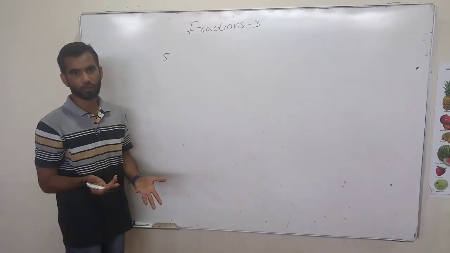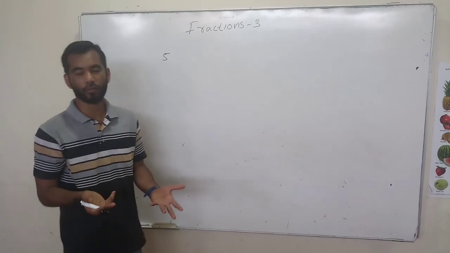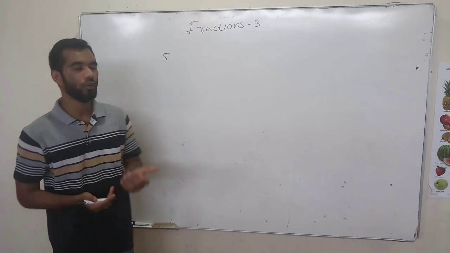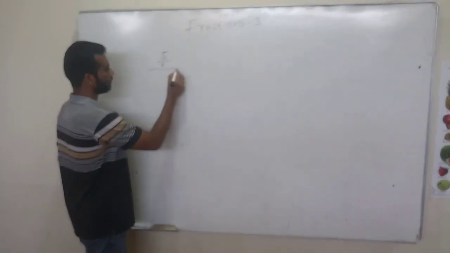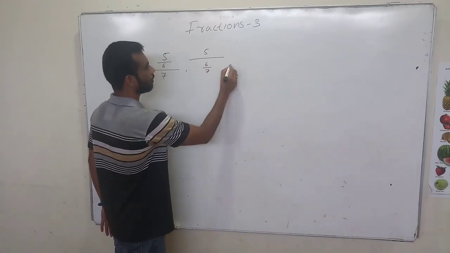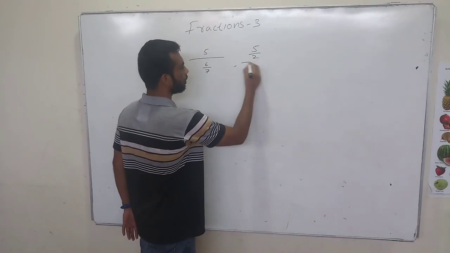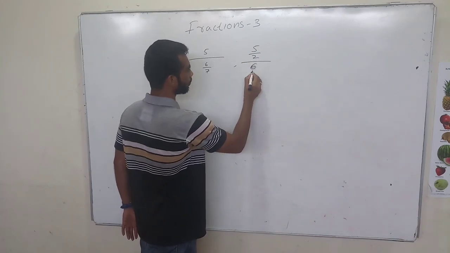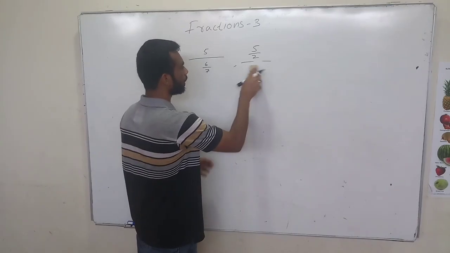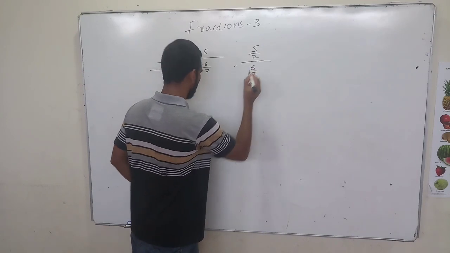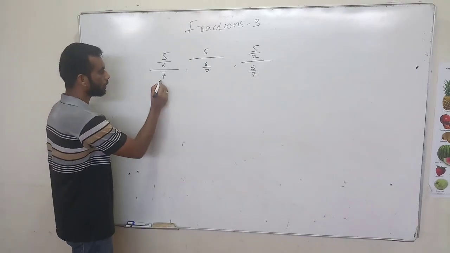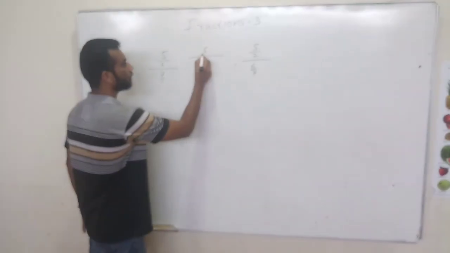Do you know what a complex fraction is? Already we have seen the definition of the complex fraction. A fraction which further forms a fraction, either in the numerator or in the denominator or in both, is called a complex fraction. Remember one thing, if nothing is written in the denominator, it will always be 1. Here also it will be 1.